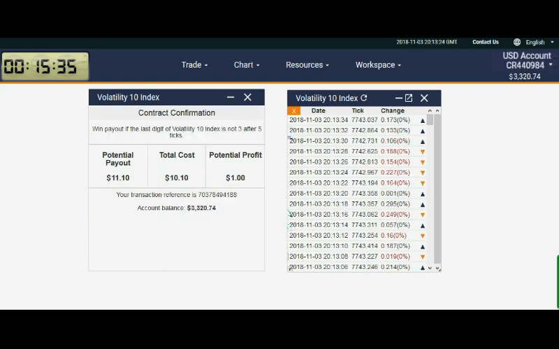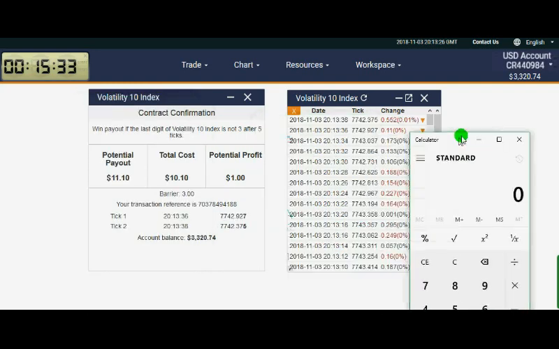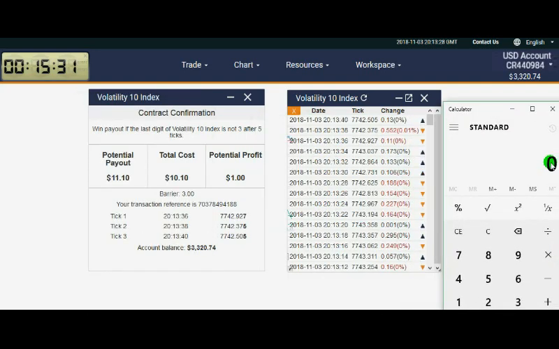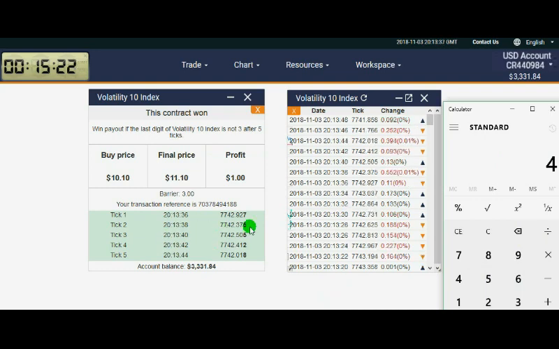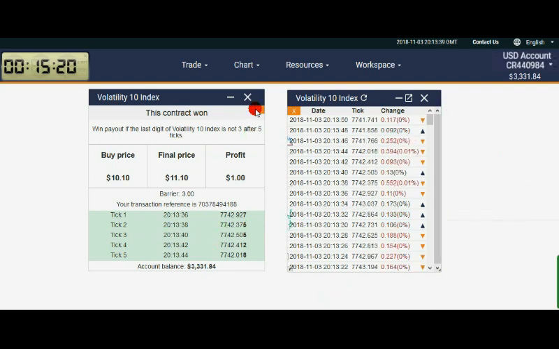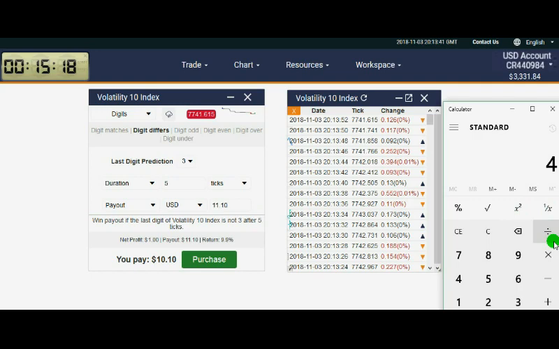So let me open this calculator and put it right here. So it's for us to know the number of trades we've placed. So we placed the 4th trade. So as you can see, we won the 4th trade. So we are going to place the 5th trade. So we've made 4 USD.